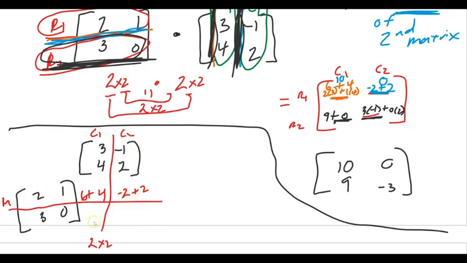For the one right here, it's row 2 times column 1. I get 9 plus 0. And for the one right here, row 2, column 2, negative 3 plus 0. And I get the exact same answer. This is why it works. We're doing the exact same thing. It's rows the first time, it's columns the second. This makes this a little easier to see. That's the idea. Let's do a couple of examples.